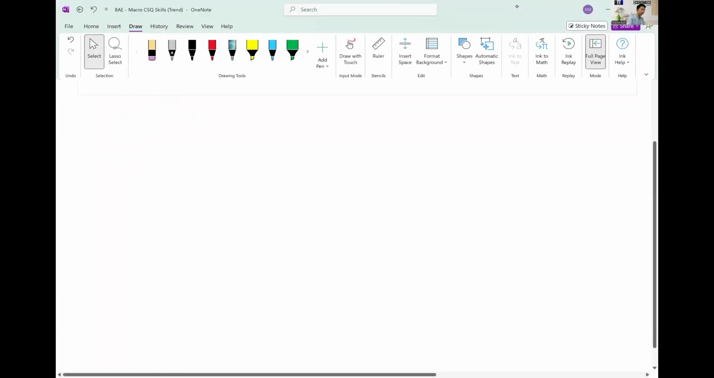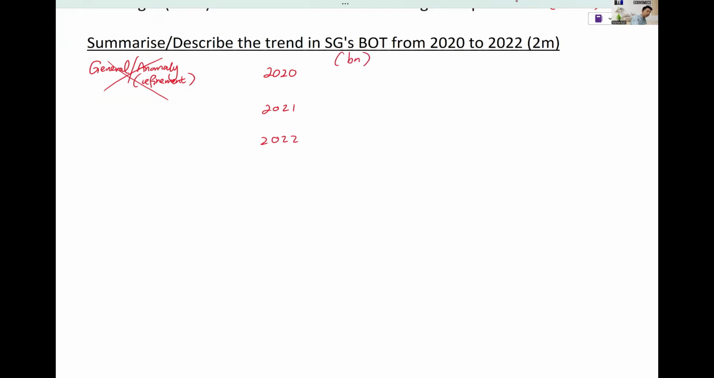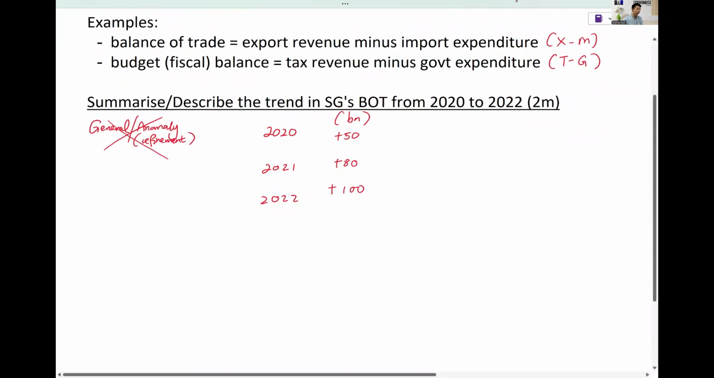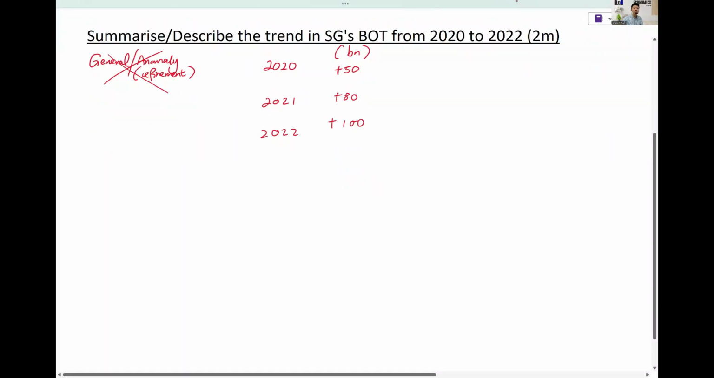If I'm looking at the trend, I'll give you some numbers: 2020, 2021, 2022. And let's say this is my balance of trade in billions of dollars. Okay? Plus 50, plus 80, plus 100. In this case, to get 2 marks, you will not find a better deal anywhere else. Why? You just need 2 words to get 2 marks. Then you move on. Best deal ever. So what are the 2 things we need to explain?